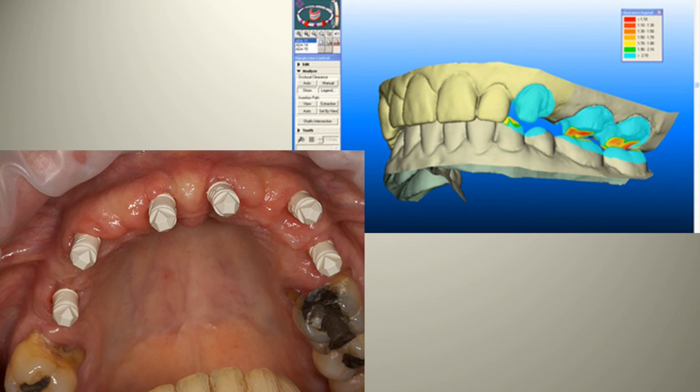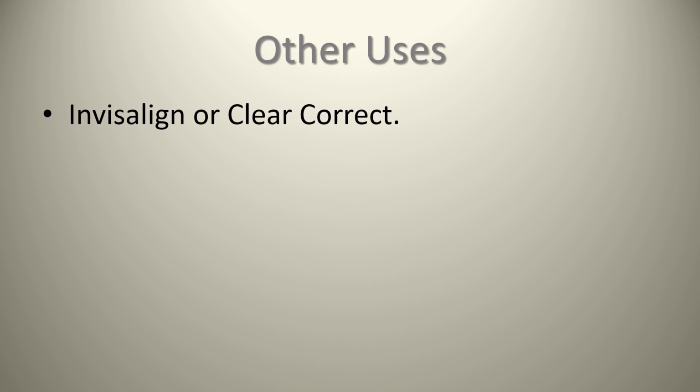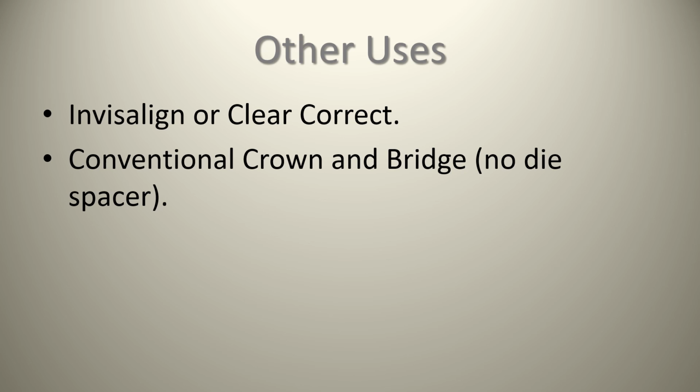There's also other uses for these things as well. Some clinicians who do a lot of Invisalign or clear correct or other types of indirect braces, these things can be utilized in order to send information to these companies to manufacture trays or to manufacture intermediary treatments for patients. There's also conventional crown and bridge that can be used with these scanners. The major advantage they claim is there's no dye spacer that's required, so it's a more accurate, more intimate fit.